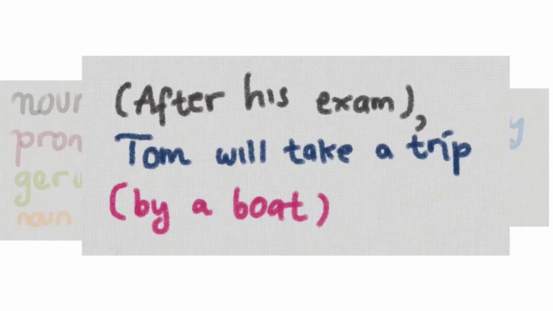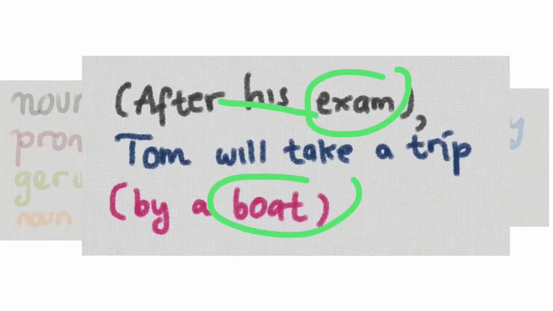This sentence contains two objects of prepositions. Exams is the object of the preposition after, and boat is the object of the preposition by. An object of a preposition can cause confusion in a sentence because it can be mistaken for the subject of a sentence.